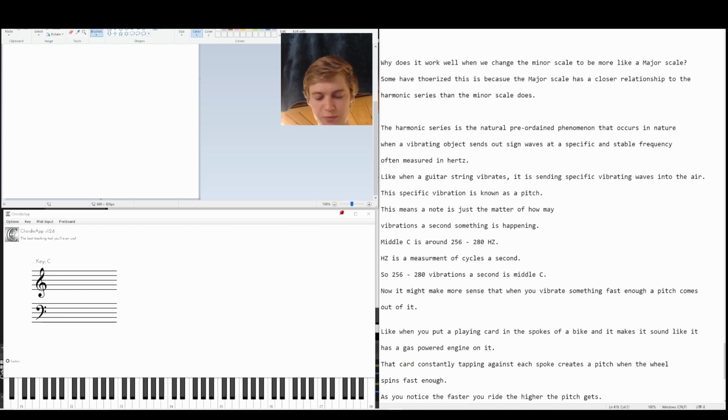So if we look at this note middle C, it is around 256 to 280 hertz, depending on how the person tuned it. Hertz is a measurement of cycles a second. So 256 to 280 just means that there's that many vibrations in a second, and when there are 256 to 280 vibrations a second of something, the pitch of that is C. So you could literally take any noise and you could play it 280 times a second, and all of a sudden that noise would become middle C.